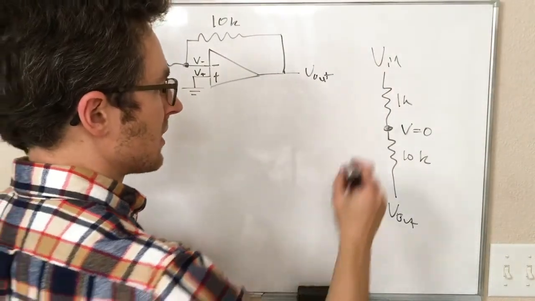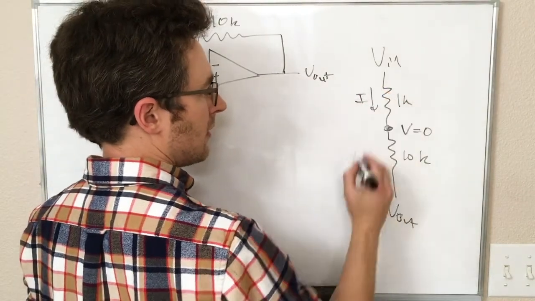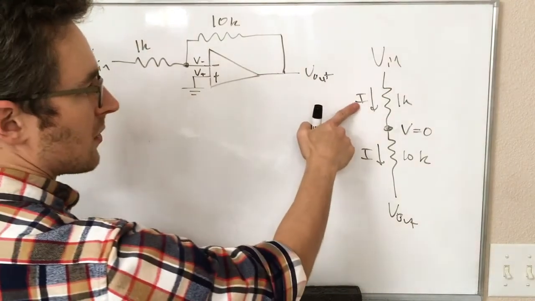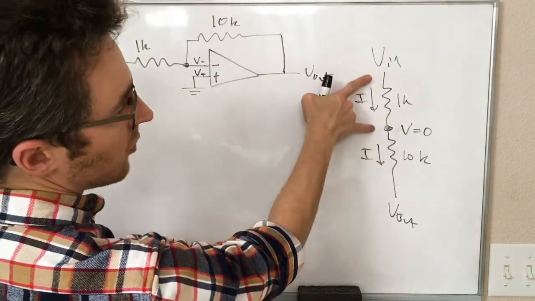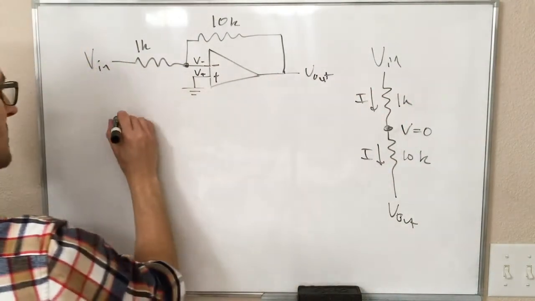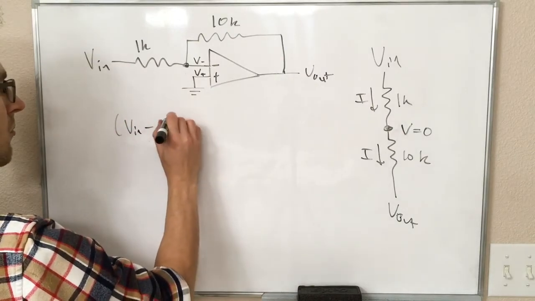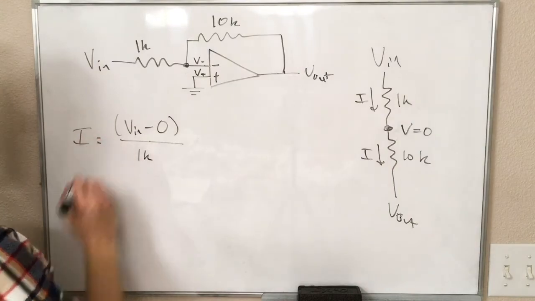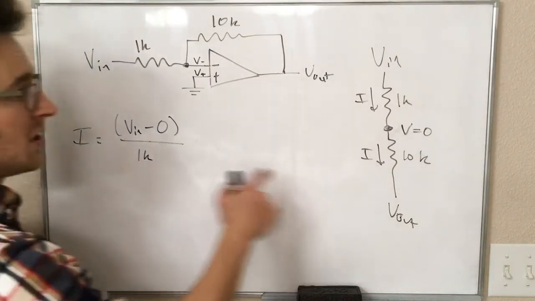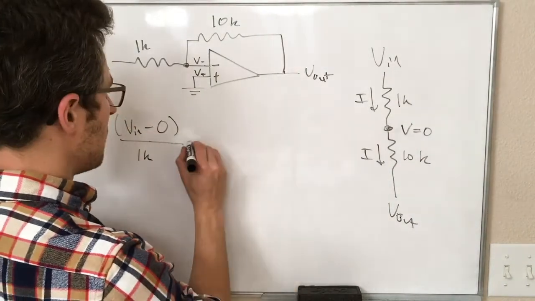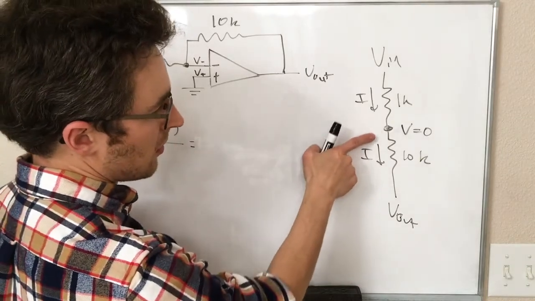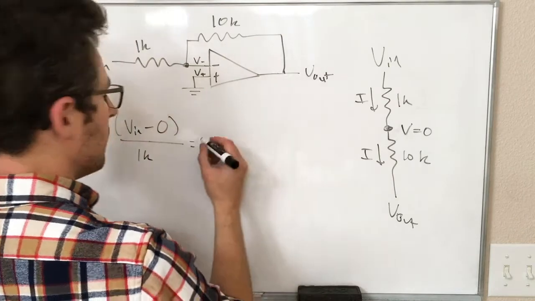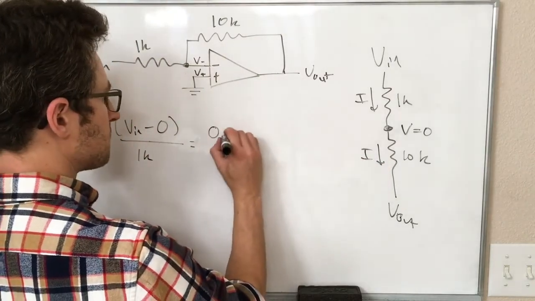So our analysis looks like this. We have this current that is equal to this current, right? This current is equal to this voltage difference over R. So that's V in minus 0 over 1K. That is our current. And that has to equal this current. That's the same thing, but we could write this as 0 minus V out over the 10K.